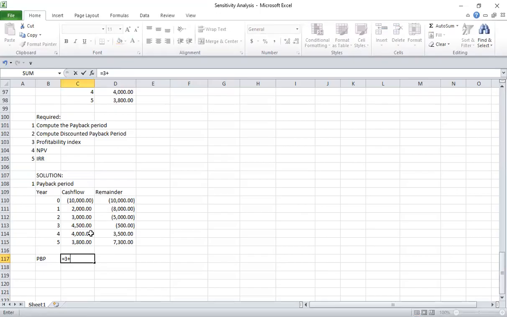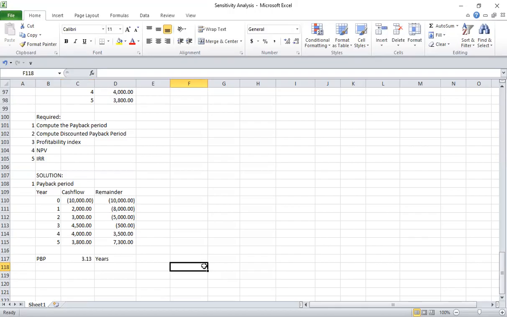Now then in the next year, year 4, which is this 4,000 shillings. So that is therefore 3 plus what? That is therefore 3 plus. This 500 is a negative, so I'll make it a positive by saying negative the 500. But I need the 500 as a proportion of what? The total cash flow for year 4. So divide by this 4,000 to be received in year 4. The payback period is therefore 3.13. 3.13 what? 3.13 years.